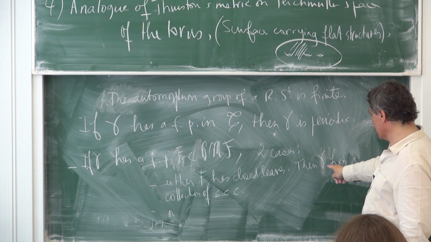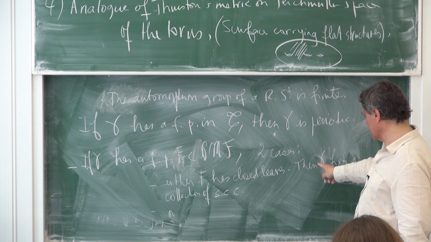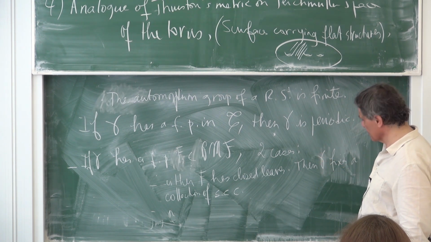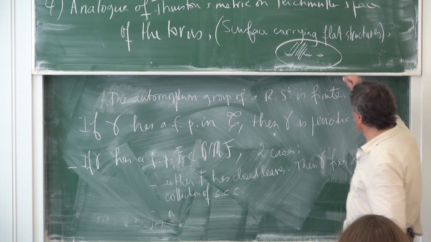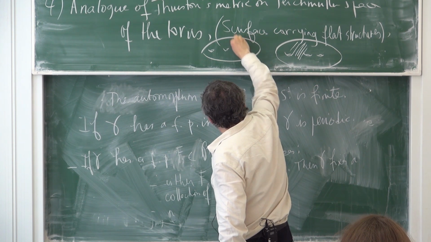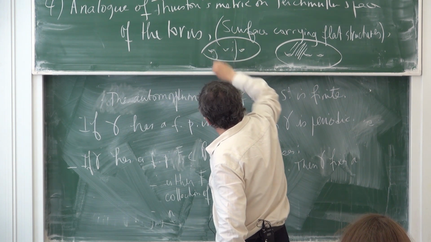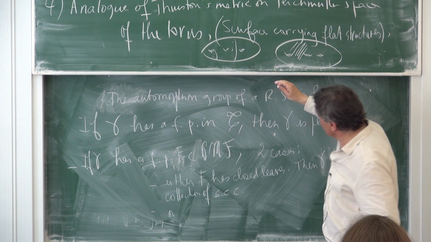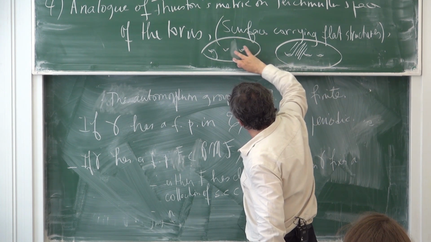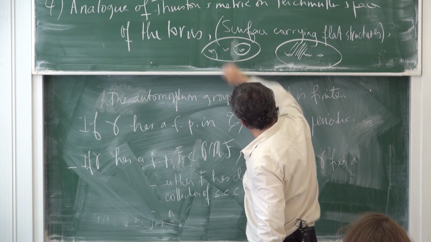So anyway, let me try to finish this statement without making a mistake. Then gamma fixes a collection of simple closed curves. On my surface, I will have some set of simple closed curves which could be permuted. In my example, these cannot be permuted because one is non-homologous to the other.